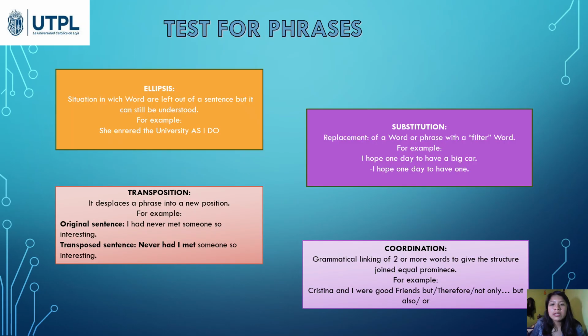Finally, here we have tests for phrases. For example, ellipsis, substitution, transposition, or coordination. Ellipsis means a situation in which words are left out of a sentence, but it can still be understood. For example, she entered the university as I did. Instead of repeating the same sentence, we can use as I do at the end of the sentence to refer to the same meaning.